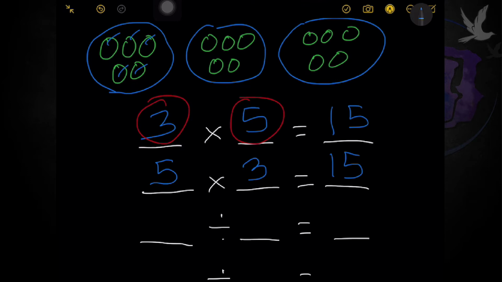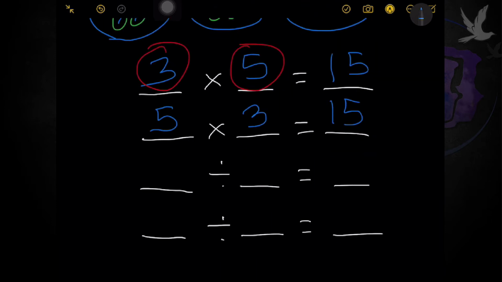Okay, as easy as that. All you have to do there in the second line is just to interchange the number for you to see that even if you're going to interchange the numbers, the multiplicand and the multiplier, it will still give you the same product. Okay? Now, Teacher Mark, what will we do with the next two sentences, the division sentence?